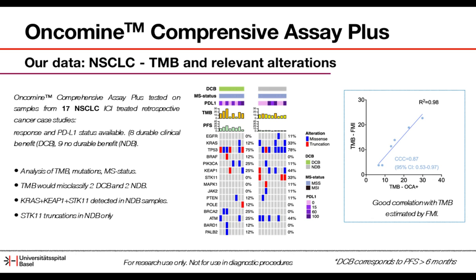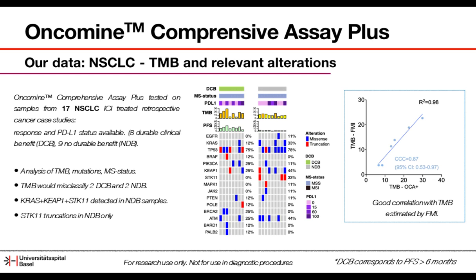To continue talking about the tumor mutational burden, we analyzed the 17 non-small cell lung cancer samples in a retrospective clinical research study, and we had information about response status to immune checkpoint inhibitors, and also PD-L1 status assessed by immunohistochemistry for these samples. And you can see this information summarized here in the plot that is in the middle of the slide. So this is an oncoprint, and each column represents one sample.